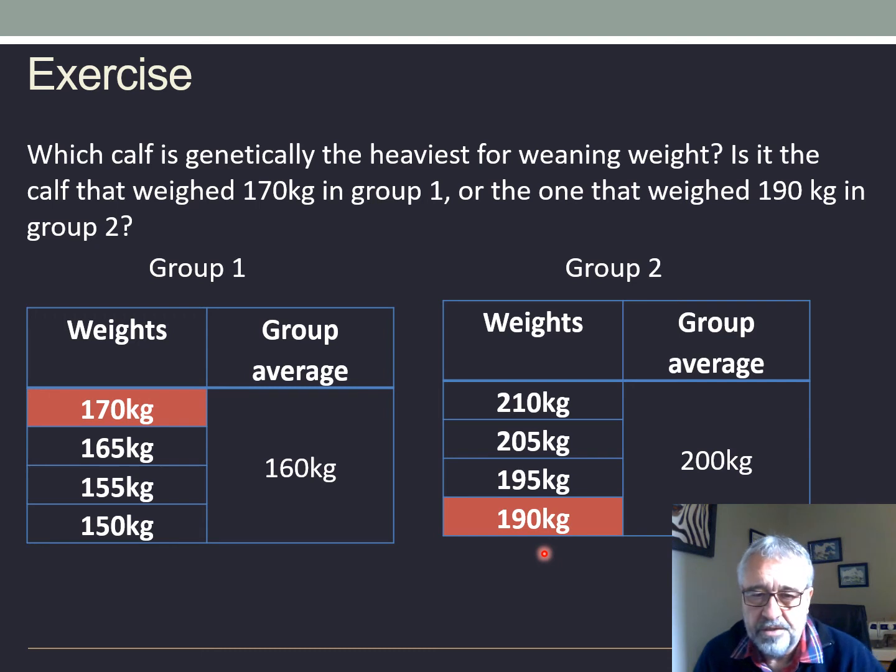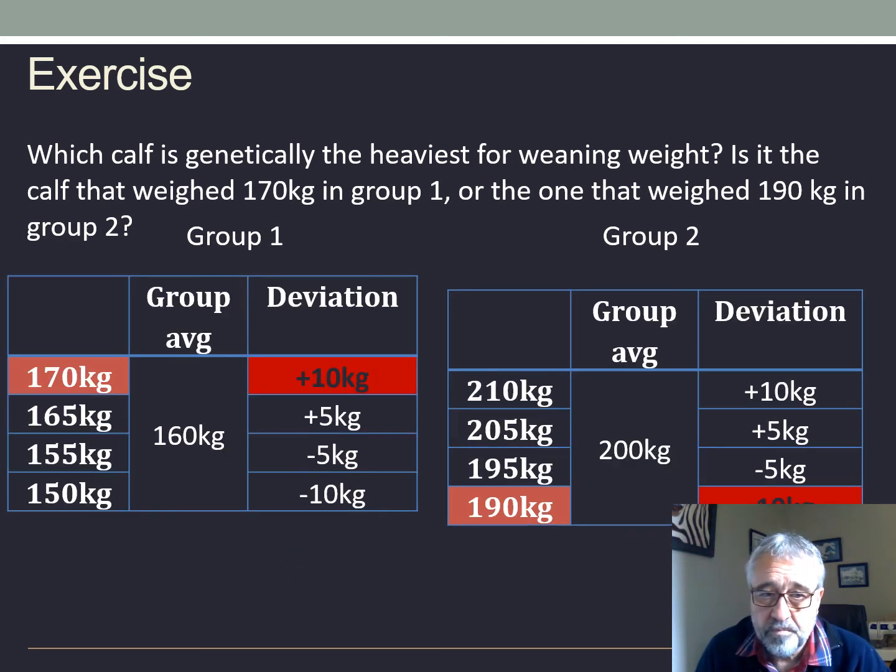Now it's obvious that this calf was the heaviest calf in this group and that calf was the lightest calf in that group. So although this calf weighed 190 kilos, it was 10 kilos lighter than the average of the group. And that calf was 10 kilograms heavier than the average of his group, or the group that was subjected to the same environment. So obviously, on the left-hand side, the calf in group 1 is the more superior calf of the two. This is just an expression of what I've just said.